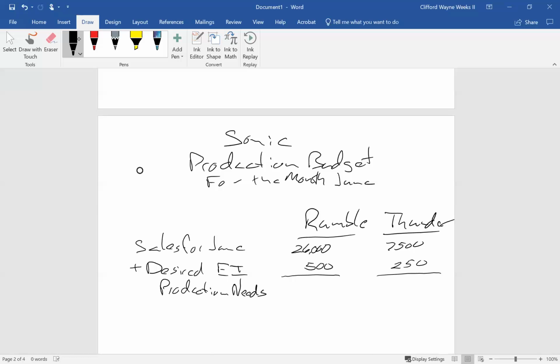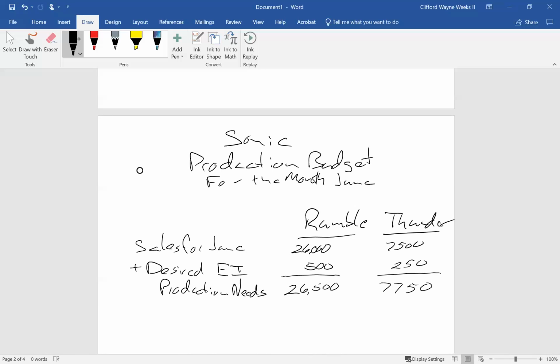My handwriting was never very good, but I have to say it's even worse using one of these stylus pens. But those are our production needs. We need to produce 26,500 units of Rumble and 7,750 units of Thunder. That's our production needs. That makes sure that we have enough units to sell and to have a little bit of a cushion.